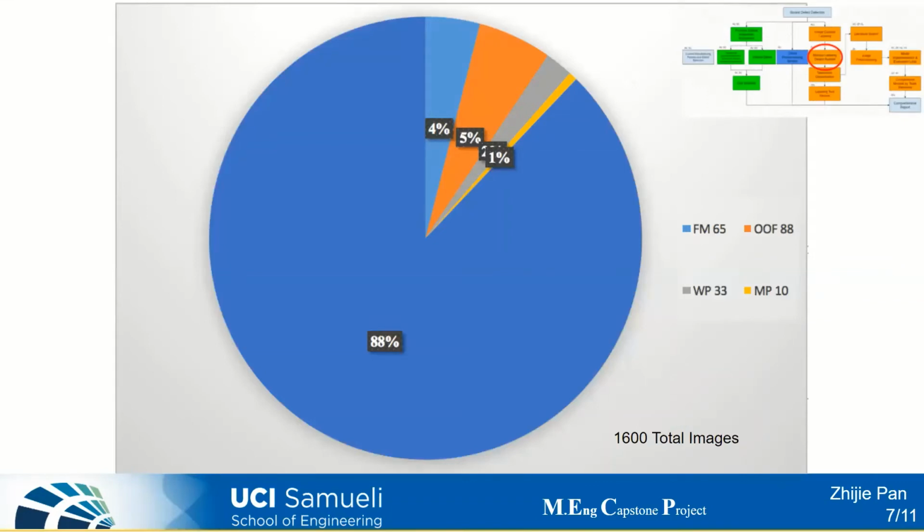For now, we have 1,600 total images. Among this big image dataset, we use our rule set to classify all images. So our result is that there are 88% good images, which account for the large part, 65 defect images of foreign material, 88 out of focus images, 33 round pin images, and 10 missing pin images.